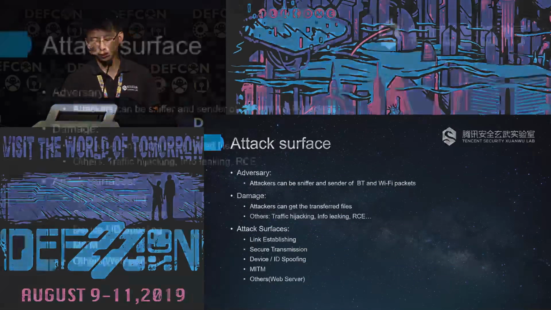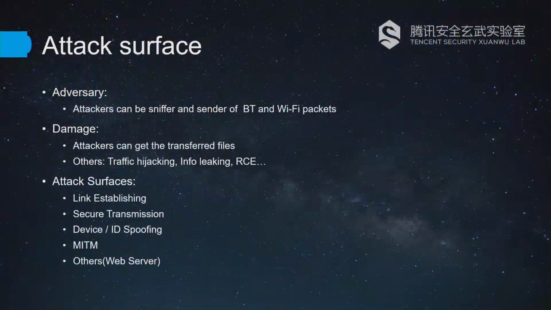Since we know the general sharing process, let's analyze the attack surfaces. First, the adversaries are nearby. The attackers can sniff and send Bluetooth and Wi-Fi packets. Then, what can the attackers eventually get when the attack succeeds? First, the attacker can get the transferred files and more, such as hijacking the traffic, getting more information, and even remote code execution.